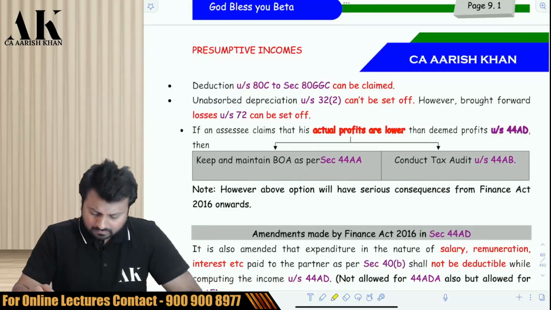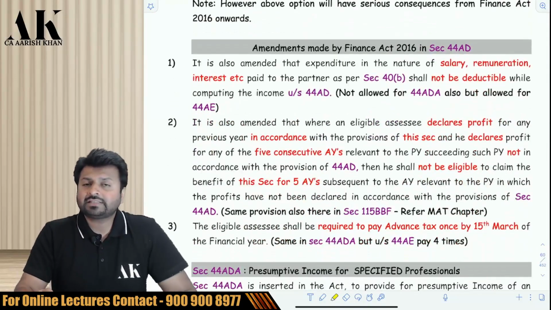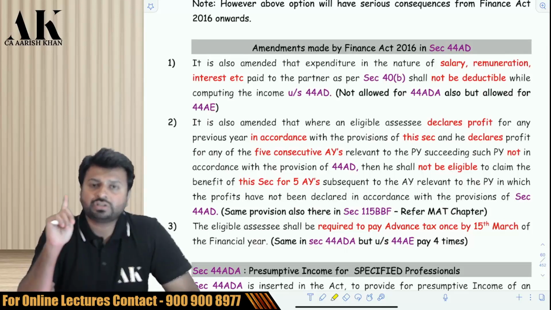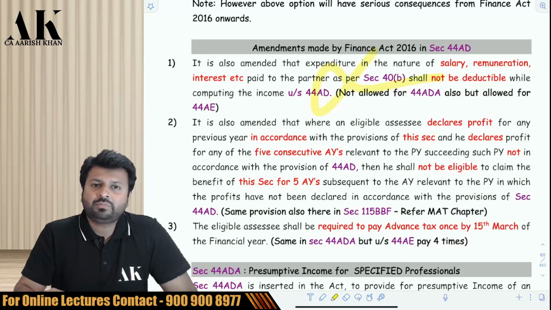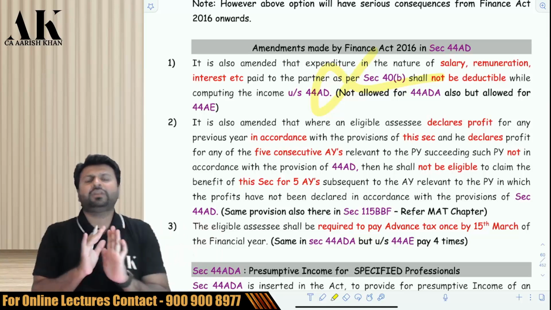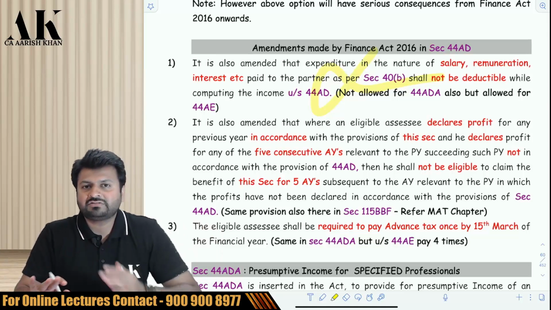Okay. Now, listen carefully. If the assessee is a partnership firm, whether the assessee will get the deduction of salary, remuneration, interest? The answer is no. It is not allowed. If the assessee opted for presumptive income under 44AD, it will not allow you deduction under 40B, that is of salary, remuneration, interest, will not be allowed to the assessee.